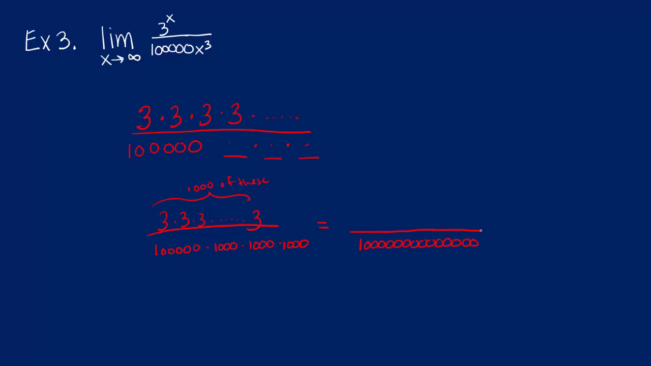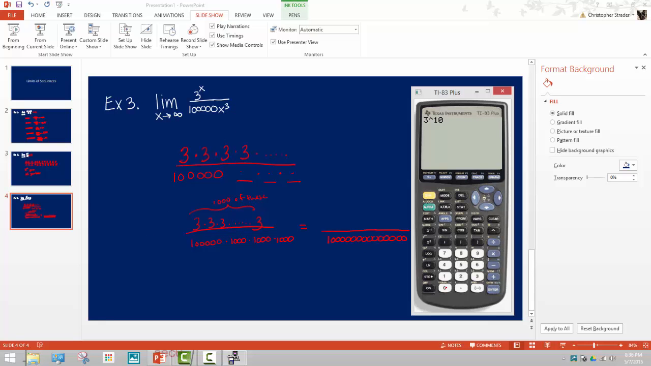Well, let me get them all here. Now think about this. 3 times 3 times 3, 1,000 times. What is that going to be? Our calculator can't even handle it. Let's make a smaller number. Let's see what it can handle. What if there were only 500 of them? It's still too big. Okay. What if there were just 100 of them? Look at that. That's right there.